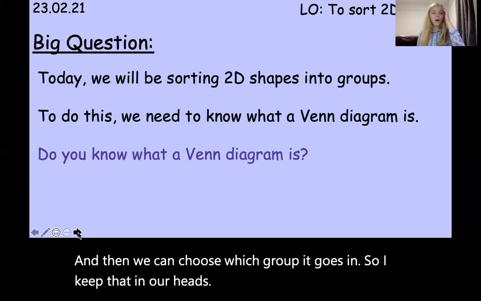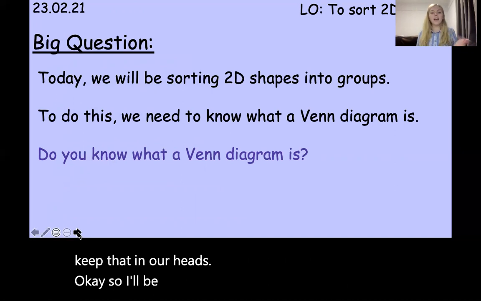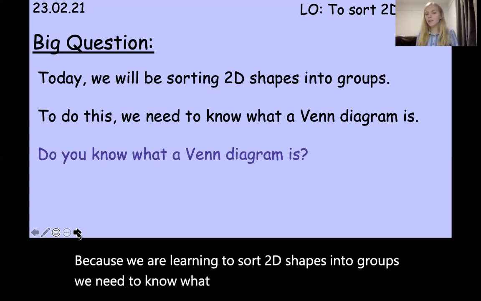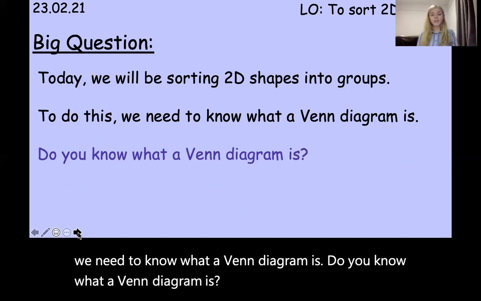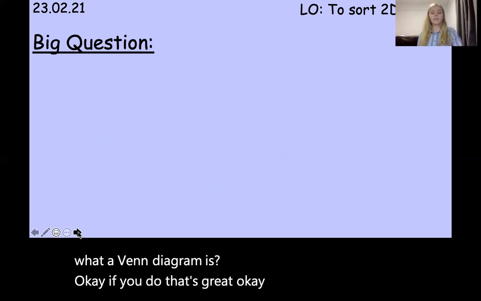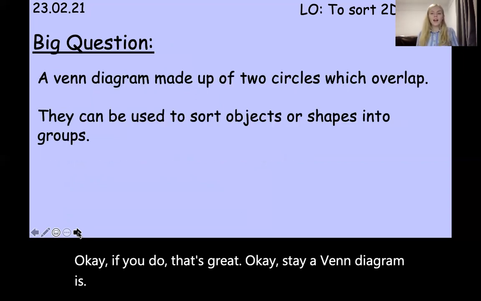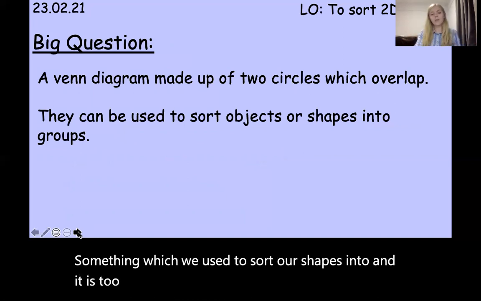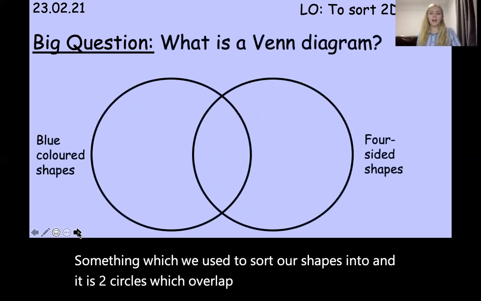Okay, so our big question today is, because we are learning to sort 2D shapes into groups, we need to know what a Venn diagram is. Do you know what a Venn diagram is? Okay, if you do, that's great. A Venn diagram is something which we use to sort our shapes into, and it is two circles which overlap. So it looks a little something like this.